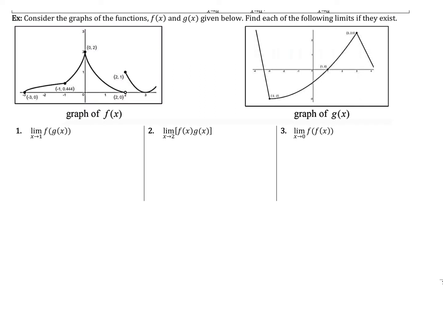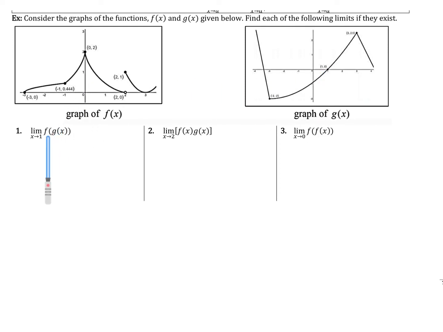All right, so here we are considering the graph of f on the left and the graph of g on the right. And we're being asked to consider each of these limits and determine whether or not they exist. So the first one is the limit as x approaches 1 of f of g of x. So let's see what happens as we approach 1 in g. So if I look over here at g, as we approach x equals 1, it looks like we're at 0 as we approach 1, this point 1, 0.